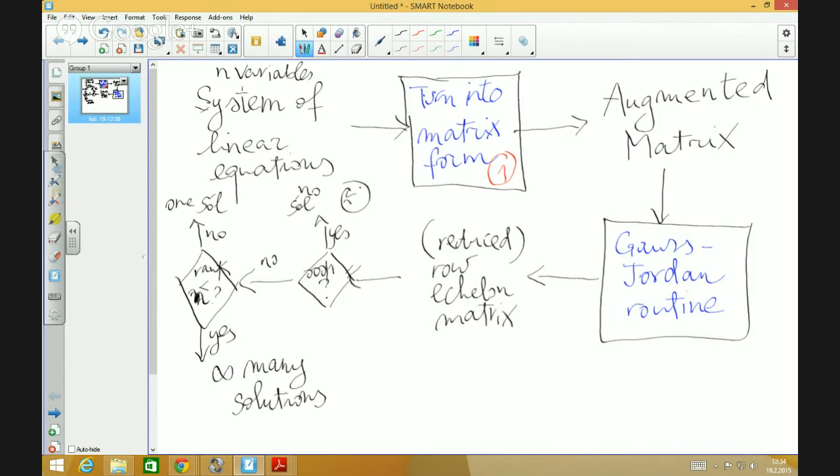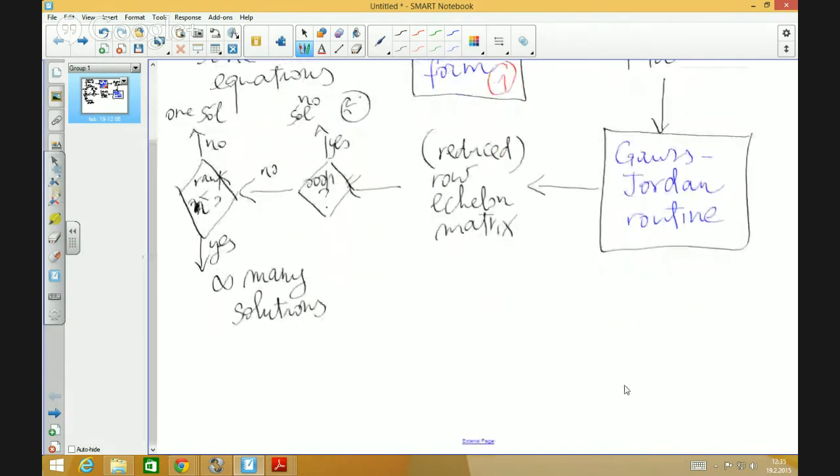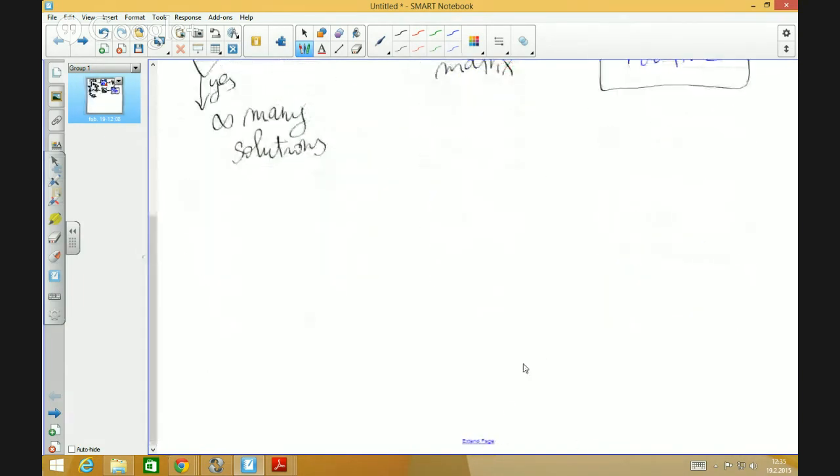Now, let me ask you, have you asked yourselves why it is okay to turn the system of linear equations into a matrix? Why does the matrix actually represent the original system of equations? So in other words, why is step 1 kosher? So what we did, for instance, was to do something like this.